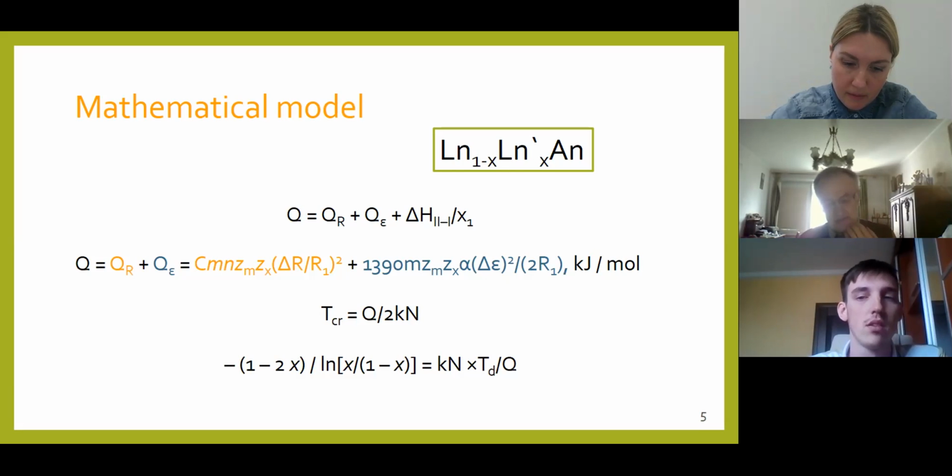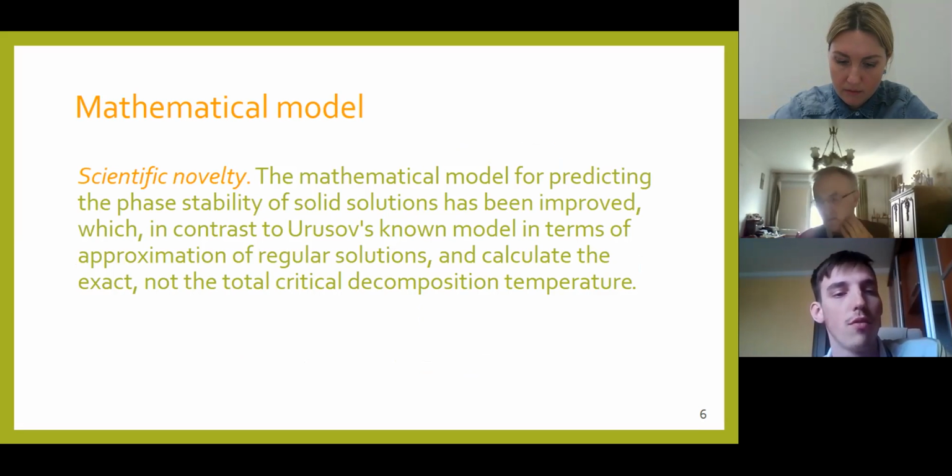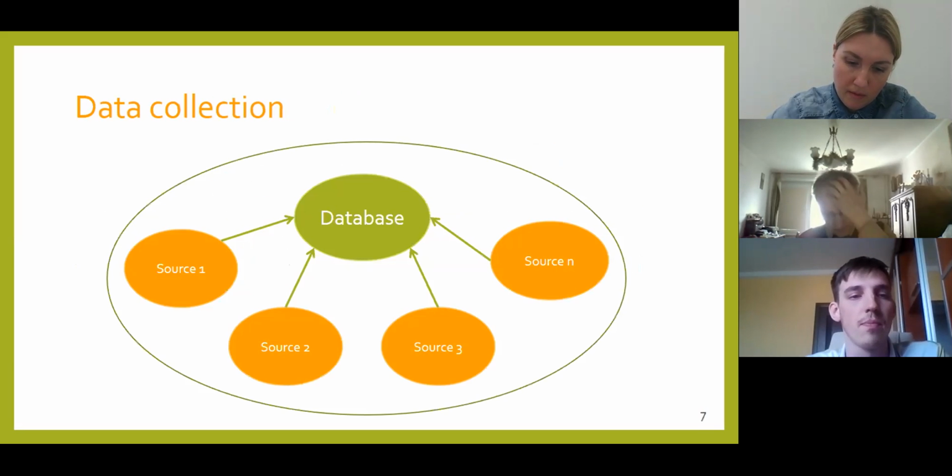or for given X to calculate the decay temperature. The scientific novelty of the model is that the mathematical model for predicting the phase stability of solid solutions has improved, which, in contrast to the well-known Urusov model, calculates the exact rather than the general critical decomposition temperature in terms of the approximation of regular solutions.